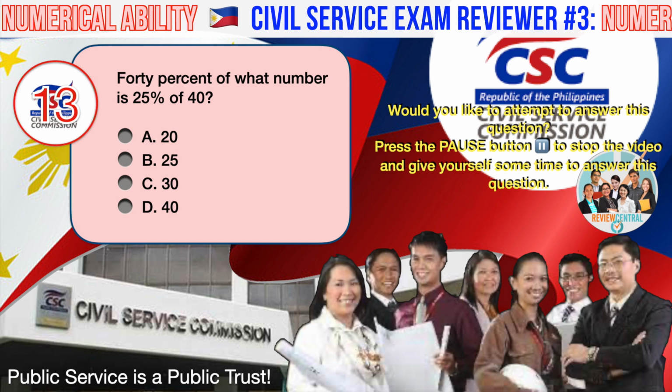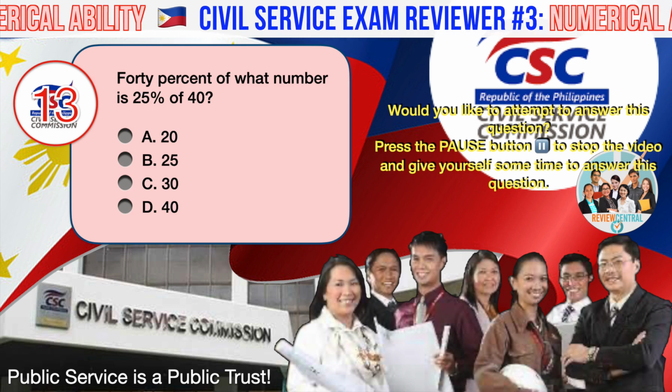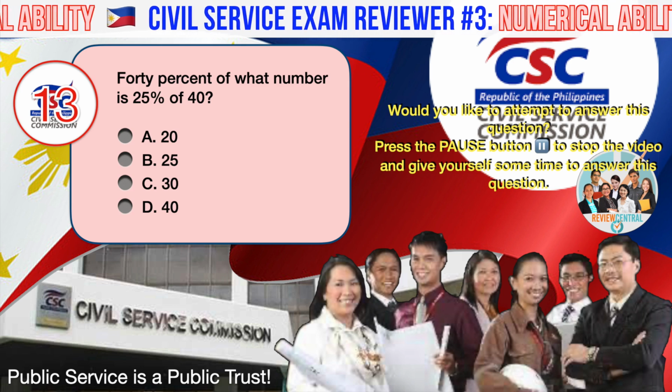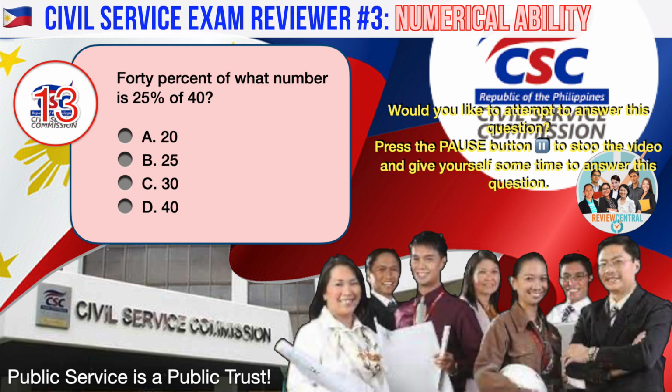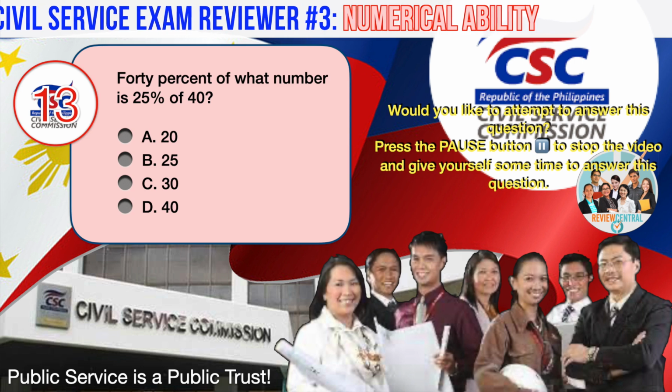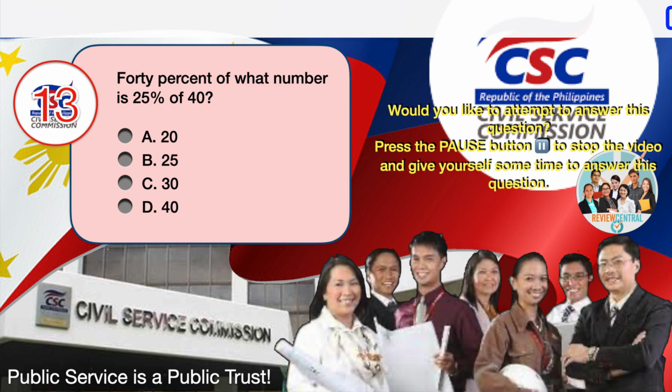Question number 13. 40% of what number is 25% of 40? A. 20. B. 25. C. 30. D. 40. The correct answer is B. 25. Here's another simple percentage problem that some test takers find to be just a little bit confusing.